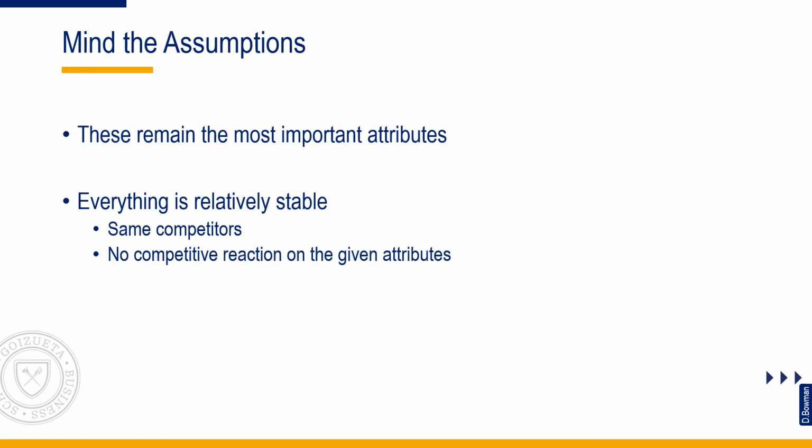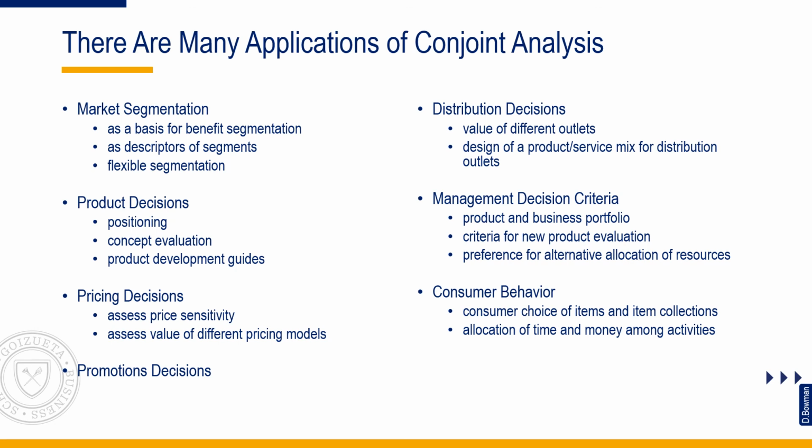A limitation of conjoint analysis is that it assumes things do not change. The attributes used remain the most important attributes. The competitors stay the same and don't change their product features. Finally, there are many applications of conjoint analysis in practice, ranging from segmentation studies to product design studies to pricing studies.